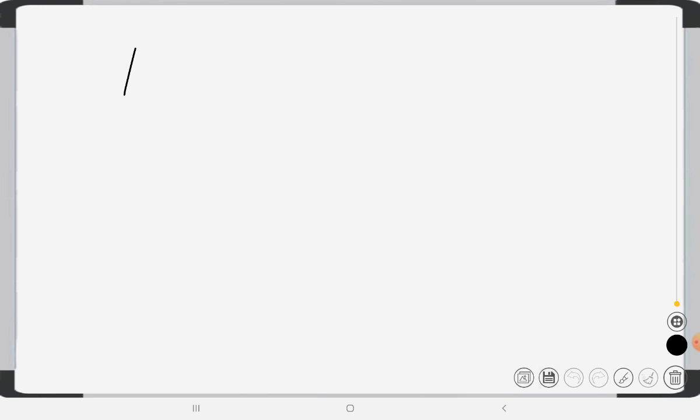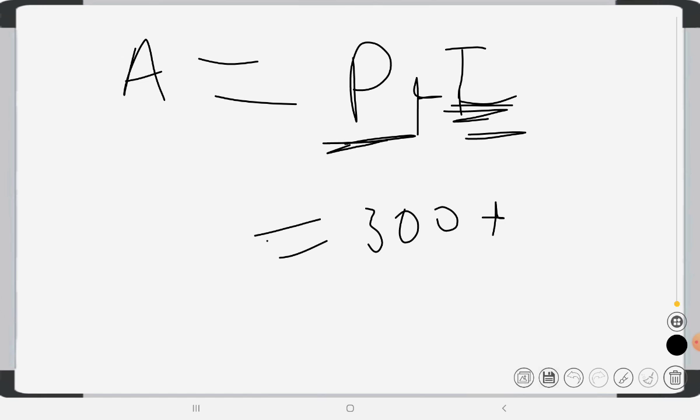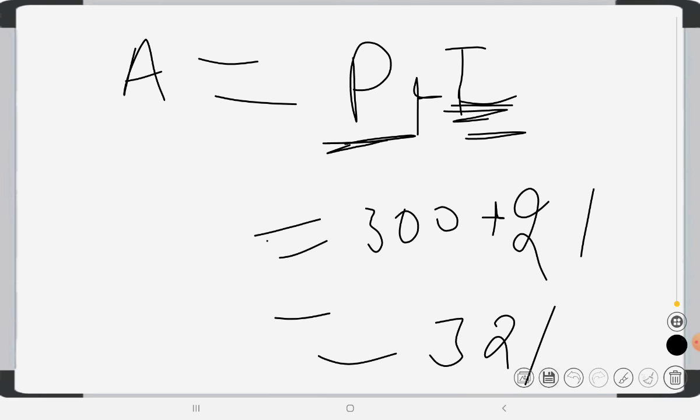If he asked you to find the total amount, the formula is principal plus interest. The money you gave to him plus the money he gave to you. The principal here is 300 rupees and the interest is 21 rupees. What is the amount? It's simple, 321. I think you understood this. And let us look at the second problem. You need to do this problem on your own. I won't explain this because I think you understood this concept very briefly.